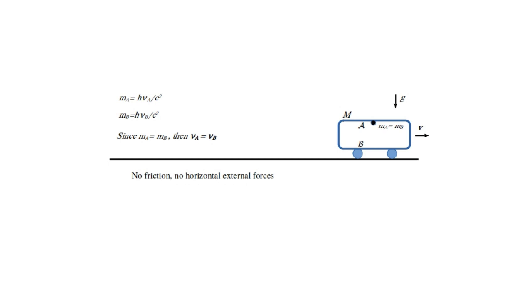Therefore, the total velocity v must be the same before and after the whole process, along with the total horizontal linear momentum of the closed system, wagon plus particle. That means that the mass of the particle generated at point A must be equal to the mass of the particle at point B. Since the mass of the particle is proportional to the frequency of the photon from which it derives, the frequency of the photon at point A must be the same as that at point B. If you want to know more about it, please check the links in the description.